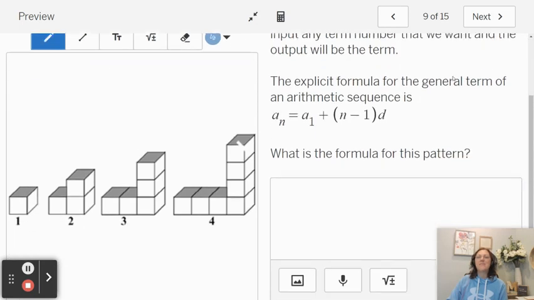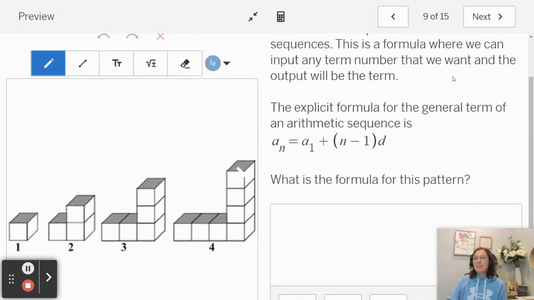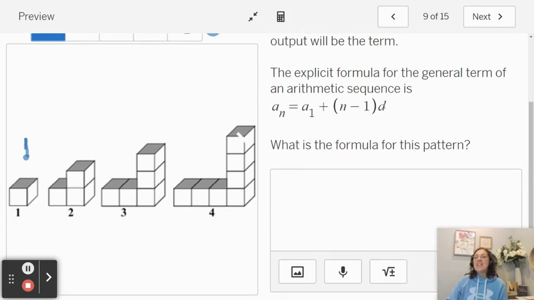Okay, so here's our same problem with the blocks. We want to write a formula for it. So all we need to know is the first term. Well, the first term we were told is 1 block, right? And then we need the common difference. So what is it I'm adding each time to get the next term? Remember, we said it was 3 blocks and 5 blocks and 7 blocks. So my common difference here is 2.